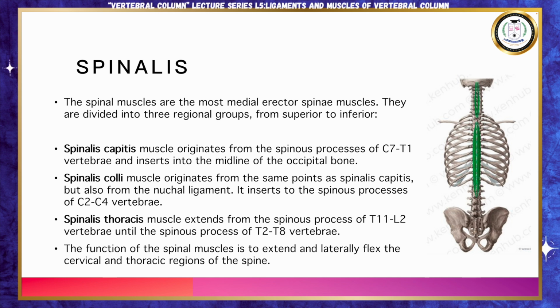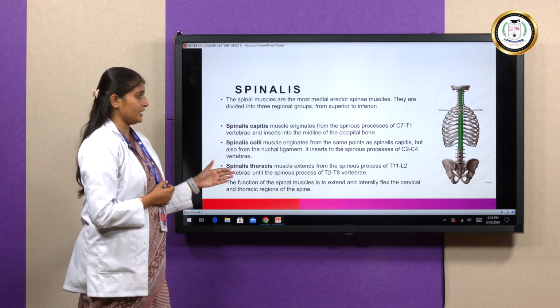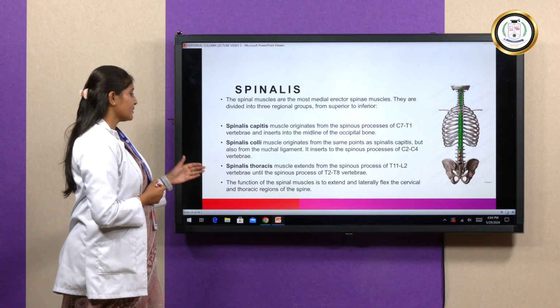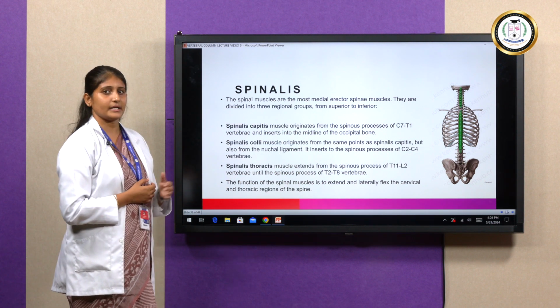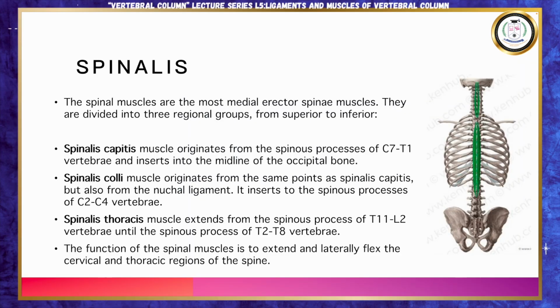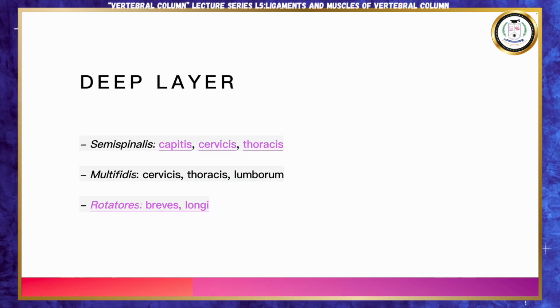Then we have spinalis thoracis, which extends from the spinous process of T12 to L2 vertebra until the spinous process of T2 to T8 vertebra. The function of this spinalis muscle is to extend and laterally flex the cervical spine and also the thoracic spine. Next we will move on to the deep layer of the intrinsic muscles.